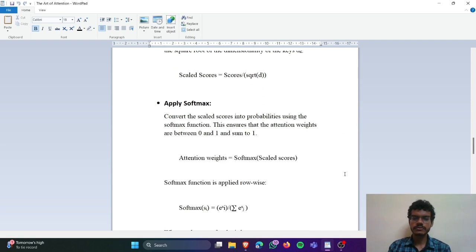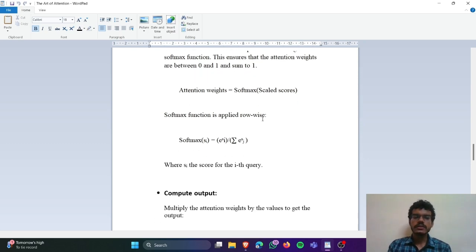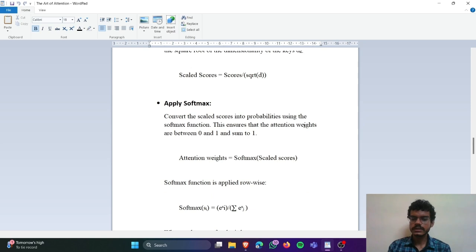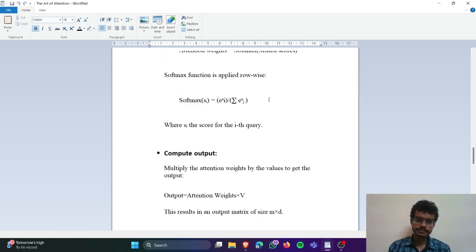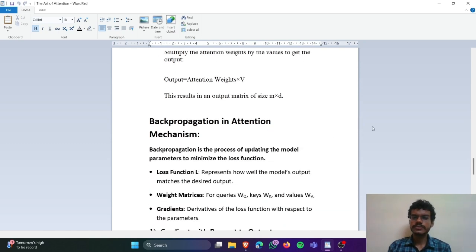Then you have to apply softmax. Softmax is basically e raised to the power something upon summation of all e's. This converts the scaled scores into probabilities using the softmax function. This ensures that the attention weights are between 0 and 1, and this softmax function is applied row wise. And then you have to compute the output. So multiply the attention weights by the values.